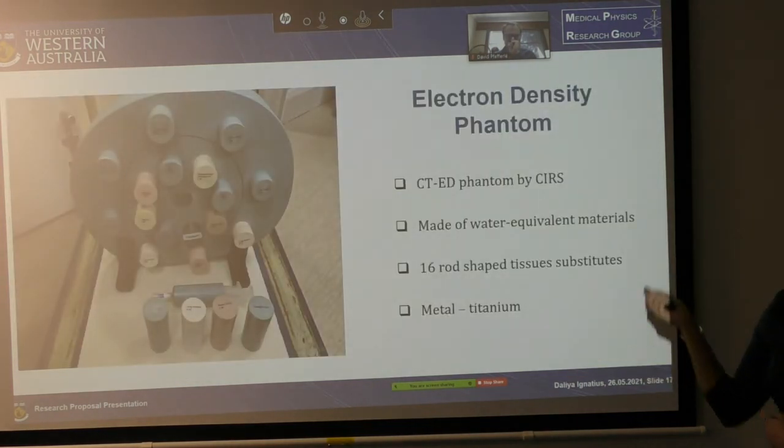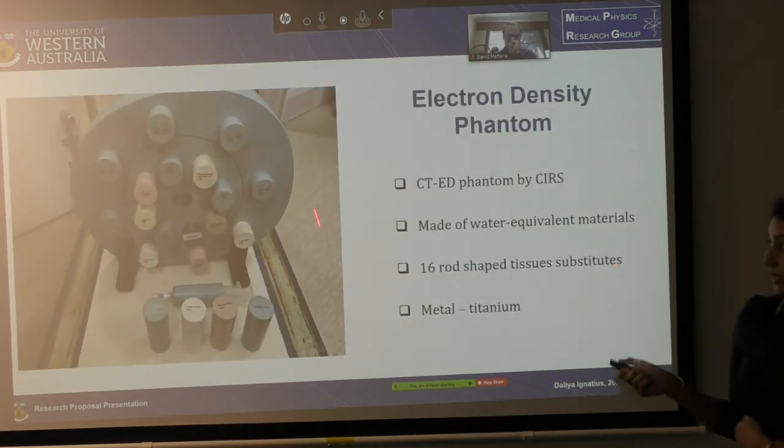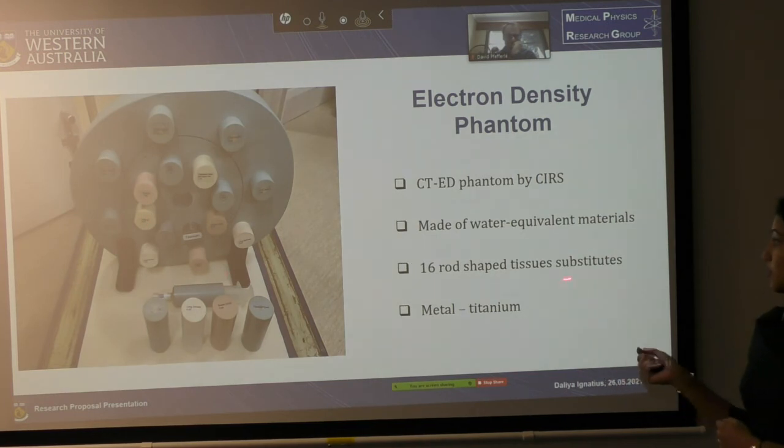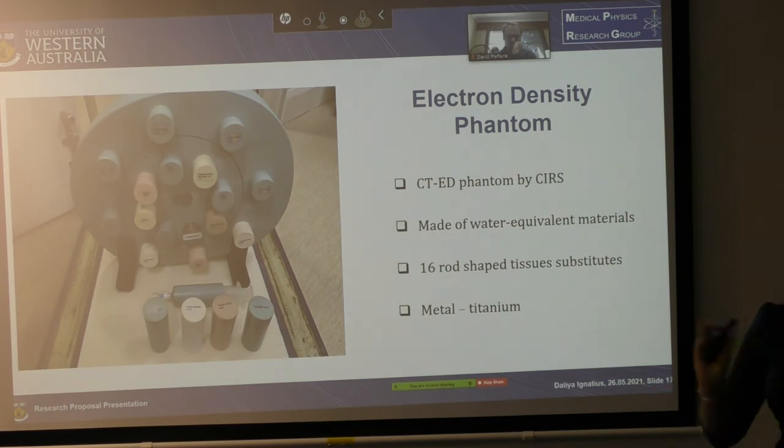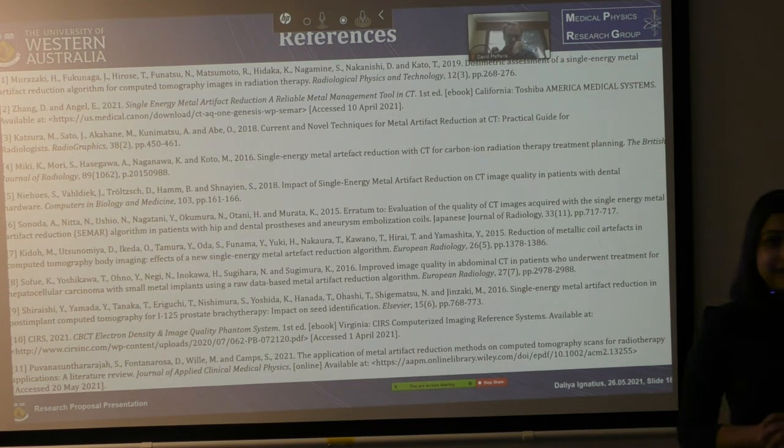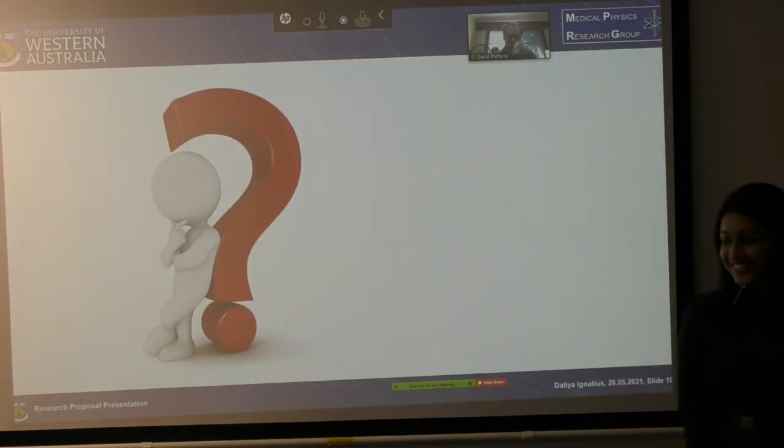And after I do that, I'll be moving on to this electron density phantom, which has 16 rod-shaped tissue substitutes and also metal rods that I can change and analyze as well. So that's basically it, and these are my references for this proposal. And any questions?